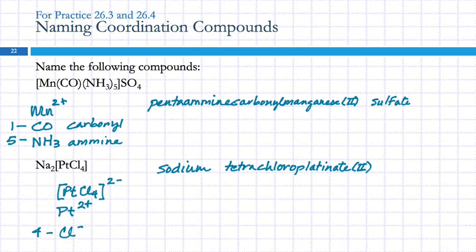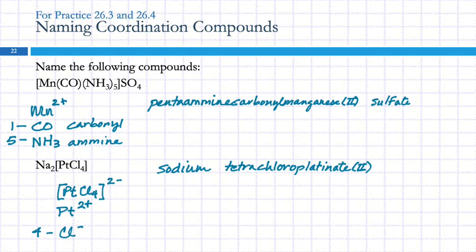Yes? Can you go over why sodium comes first again? Yeah, why does sodium come first? This is an ionic compound where we have 2 sodium ions, those are the cations, and then we have 1 negative ion, 1 anion. That is a complex ion. And we always name the cation first and then the anion. In the first one, the complex ion was the positive one, and sulfate is the negative one. So it's always positive, negative, positive, negative. And that happens in the formula and in the name. Great question. Anybody else?